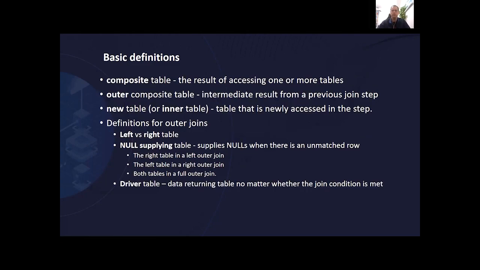Some other definitions, because the tables in the join are sometimes called composite, inner, outer, new. So that's what I list here. We also speak about the null supplying table, which is in the case of outer joins. In the case of a left outer join, it's the right table. In the case of a right outer join, it's the left table, and it's both tables in a full outer join. And the other table is usually called the driver table, which is the table that is returning the data.